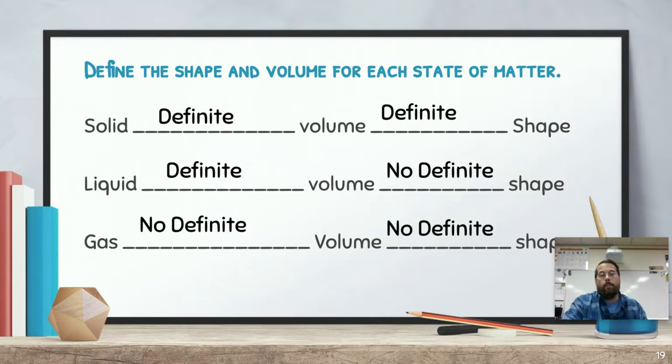Solid, definite volume, definite shape. Liquid, definite volume, no definite shape, takes the shape of the container. Gas, no definite volume, no definite shape. It will fill the container that it's in.